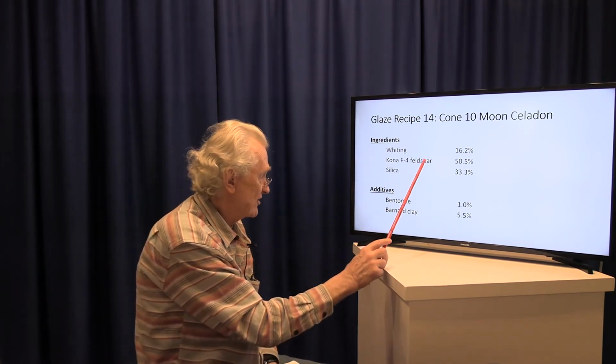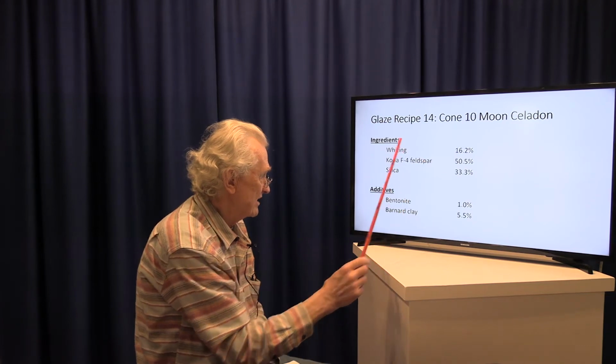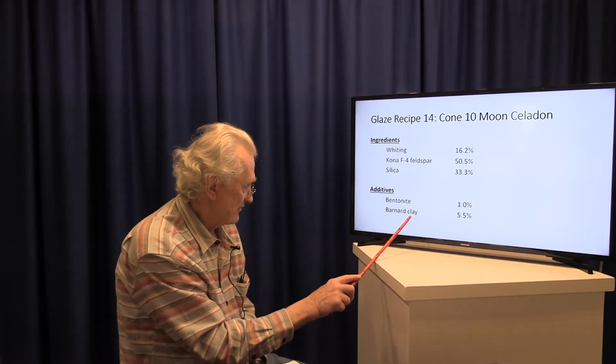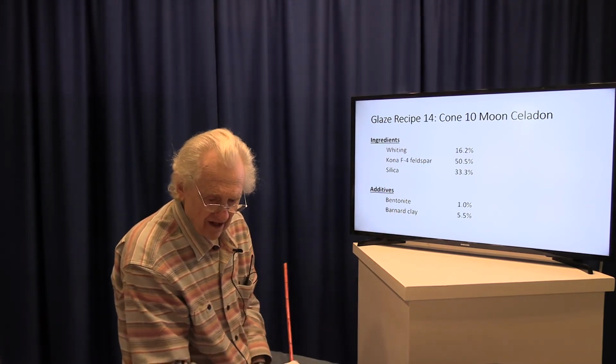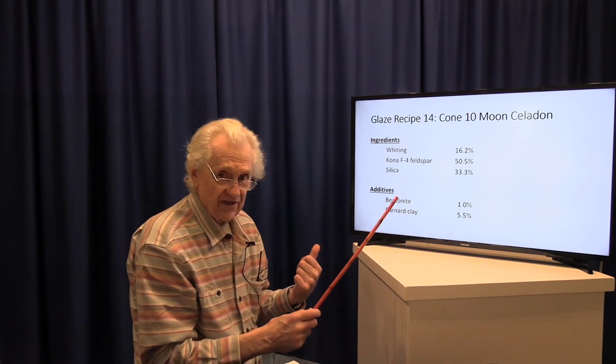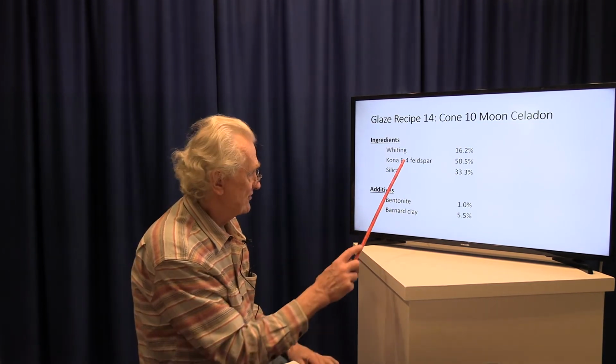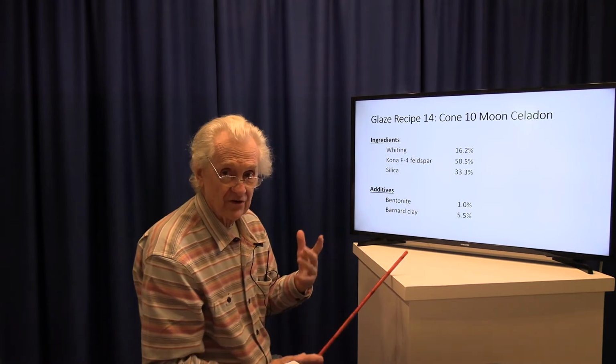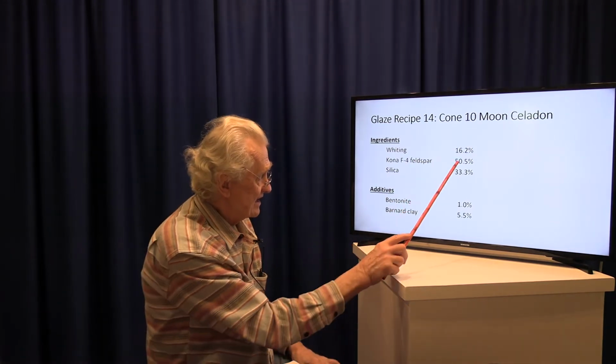Well, there is going to be some aluminum oxide in the feldspar, but not a huge amount. And I've only got 5.5% clay. So that's one thing. I don't have much stabilizer. The other thing is cone of feldspar, that's a soda feldspar again, and 50%.